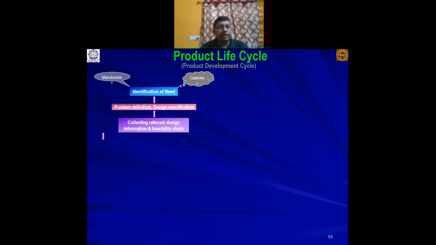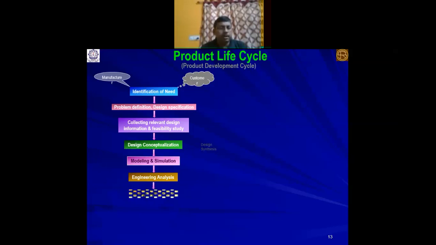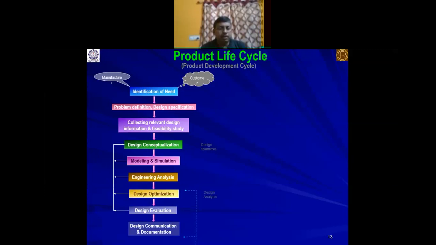Now, I have already mentioned that the product development cycle starts with the identification of the need, and here I am talking about the product life cycle. The activity starts with the identification of the need, problem definition, framing the design specification, then design conceptualization, modeling, simulation, engineering analysis, optimization, design evaluation, then design communication. Then it will go to the planning department.